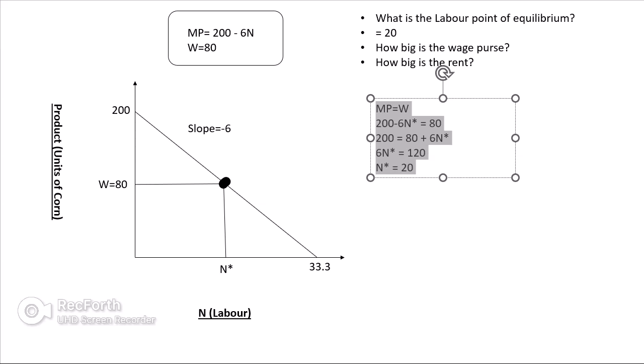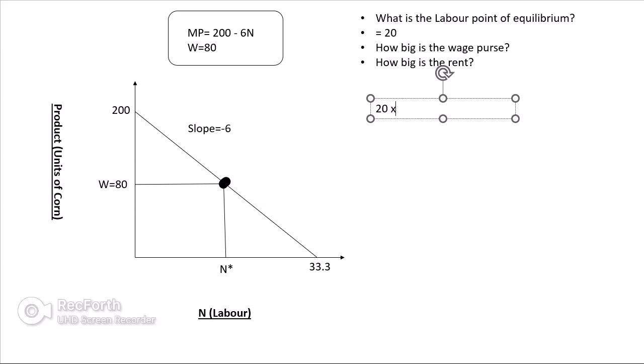Now we're going to be calculating the wage purse, which is slightly easier. That's basically just 20 multiplied by 80, because obviously we've got 20 workers represented by the n there. In case I didn't make it clear before, that symbol is equal to the labour point of equilibrium, and we calculated before that is equal to 20 labourers. So 20 labourers are going to be paid the wage of 80 there. So since you've got 20 labourers, they're all going to be paid 80 each, because that's the wage.